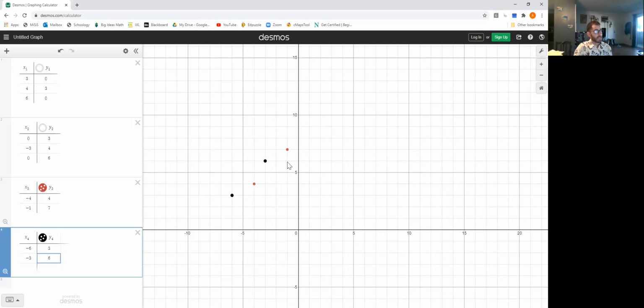Did we move left 2, x minus 2, and down 1? Yes, we did. Left 2, down 1. All right, cool. That was step 1. You're not done. We got to switch them around.